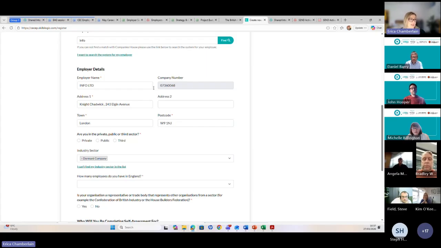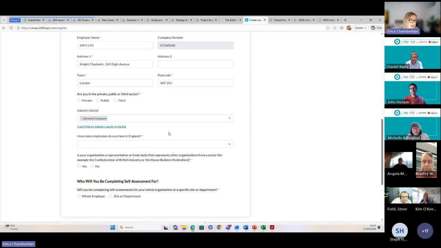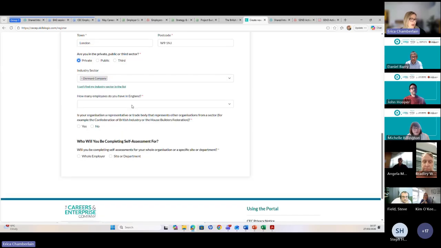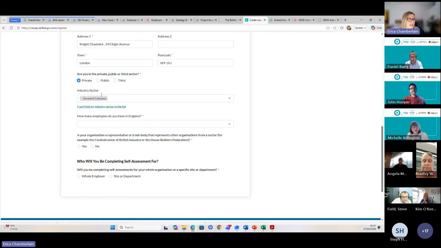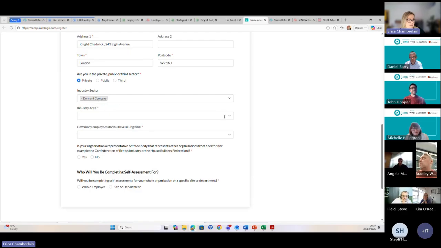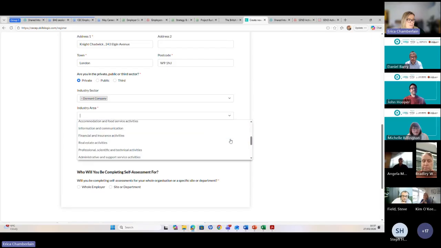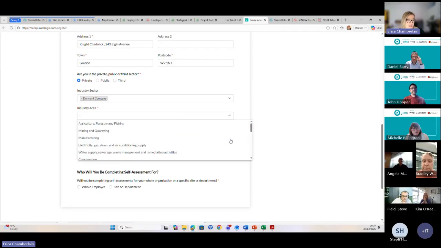So you've found your employer, and it should come in with your company's number if it's there. Then you can tick whether you're in the private, public, or third sector. Mine's come up as a dormant company that I've just selected as a test. It should give you an industry sector when you're registering, but if that's not the right one for you, you can get rid of it and find your industry sector here by just picking it yourself.